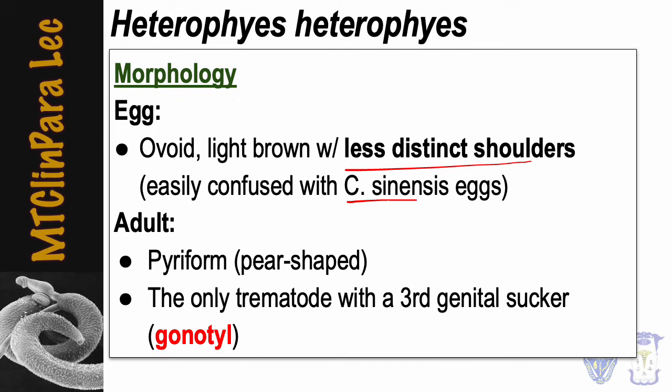For the adult, these are pyriform in shape. When we say pyriform, these are pear-shaped. Later on, we'll be showing you a picture of this. And remember, Heterophyes species is the only trematode with a third sucker. This is usually located at the genital portion of the worm, and is so-called the gonotyl.